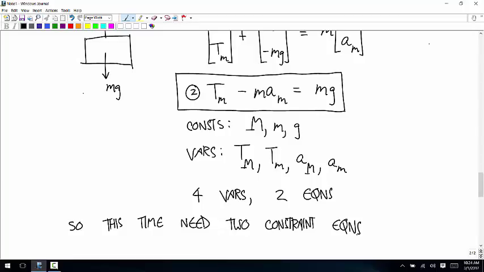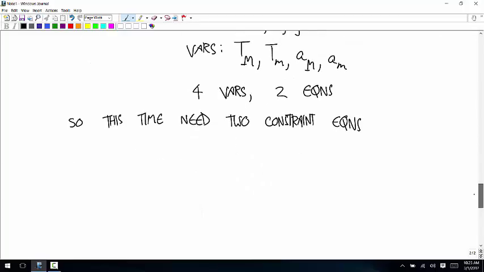What about the constraint equation that we used last time? Does that still hold? If you pull one an inch down, does the other one go an inch up? Yes, it does. That's just a property of that cable not stretching. We don't know anything about the forces, but we can use that same equation we used last time. So equation 3 says A sub big M is equal to negative A sub little m.